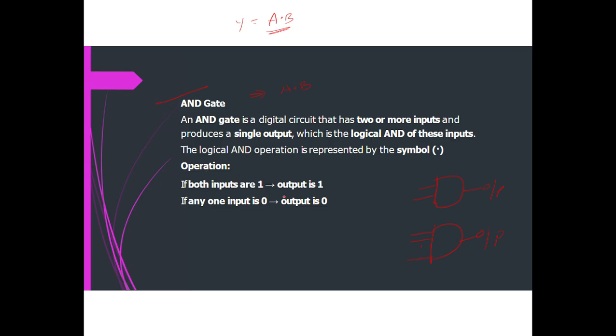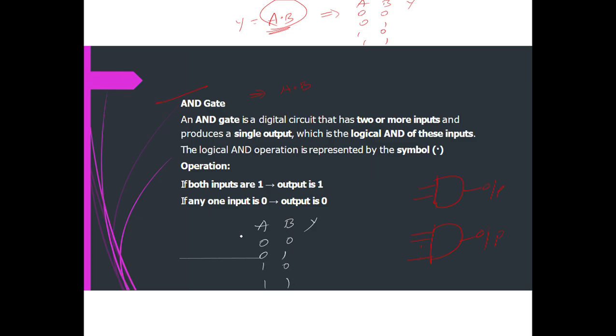Now the operation if both inputs are 1. The truth table of the AND gate seems like this: A, B, and Y. 0, 0; 0, 1; 1, 0; 1, 1. One minute, I will change the color, then it is easier. A, B, and Y. Here I am going to write: 0, 0; 0, 1; 1, 0; 1, 1.